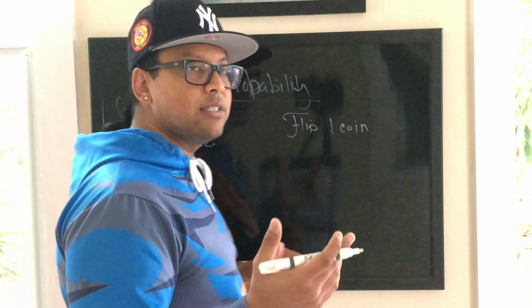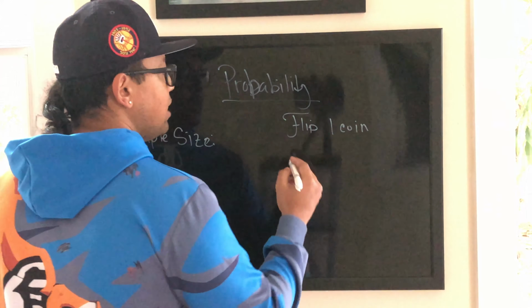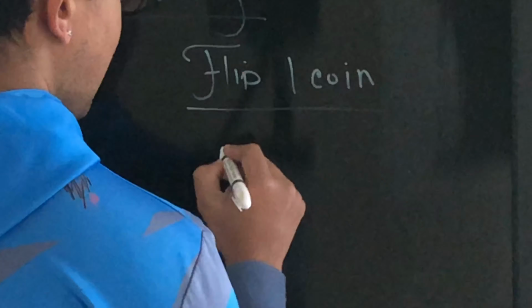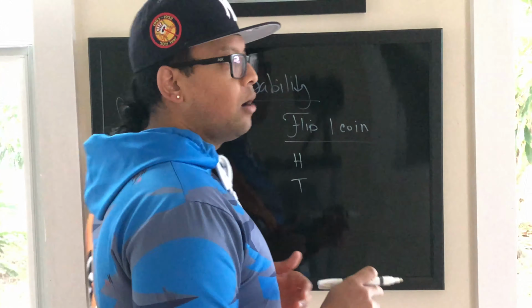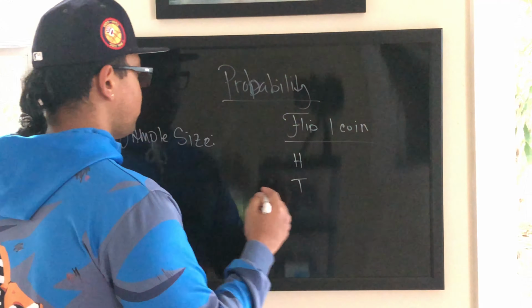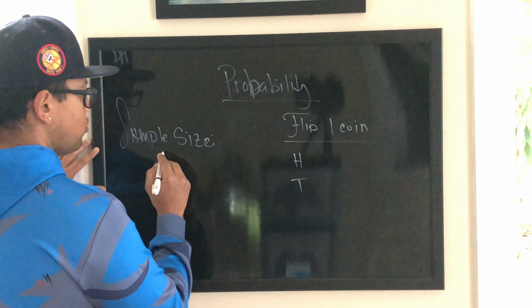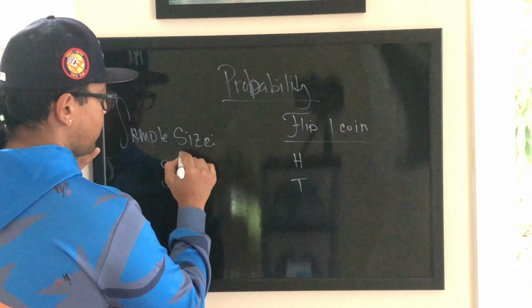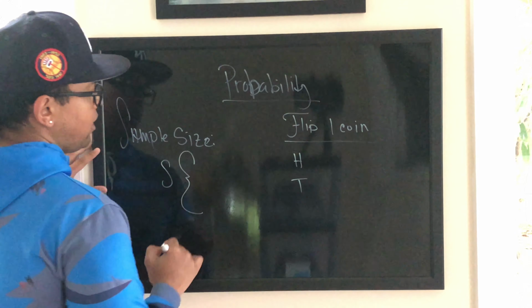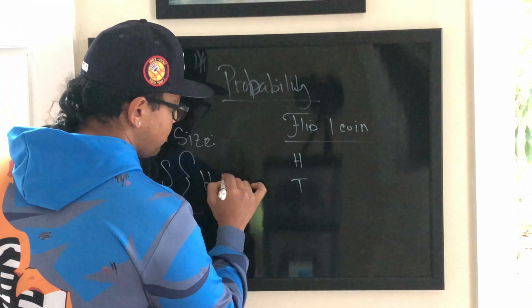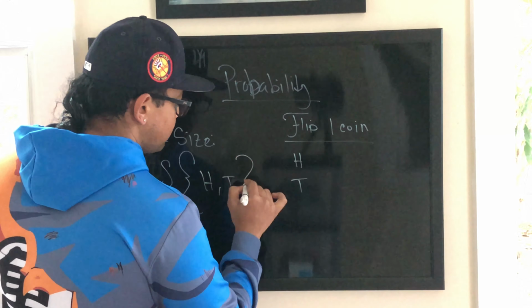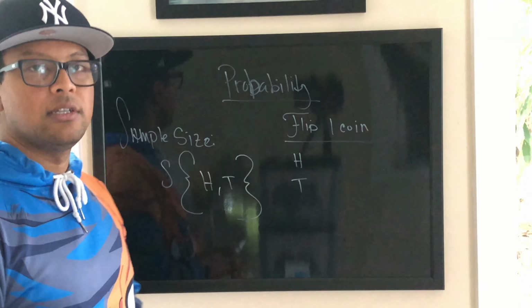So if you flip a coin, how many sides of the coin are there? There's two sides, obviously heads and tails. Now, your sample size for this is what you would write as your sample size. So let's go over here. For sample size, you would write S, and then you write a little set here, and the only thing in the sample size is going to be heads and tails. That is your sample size.